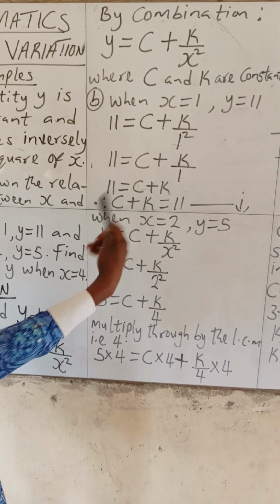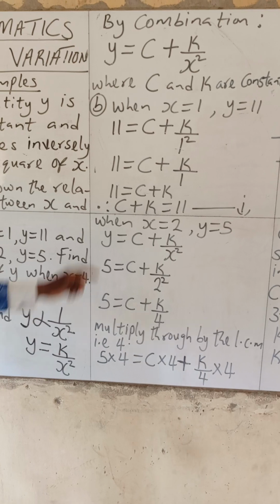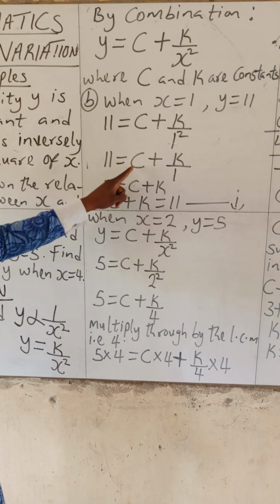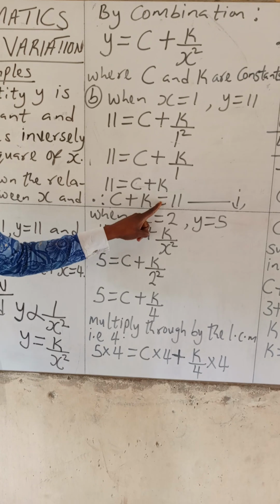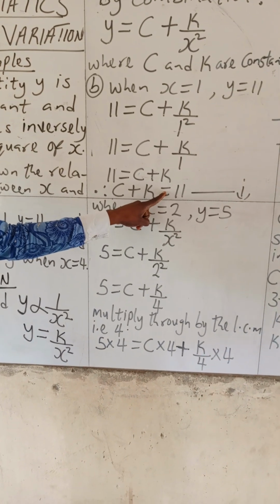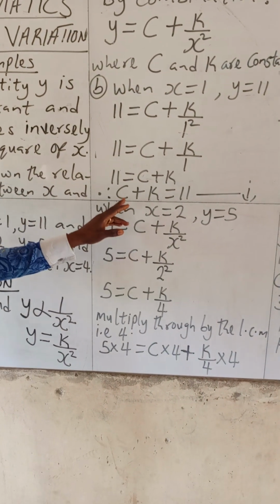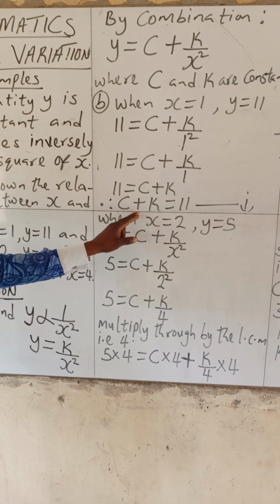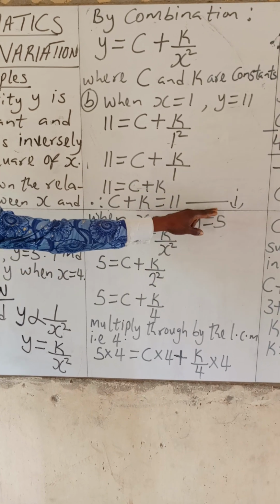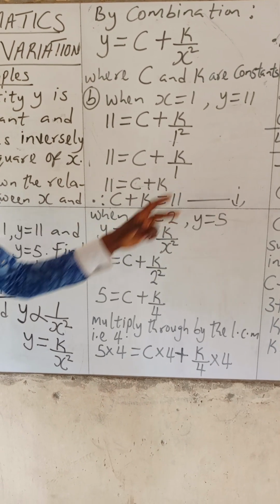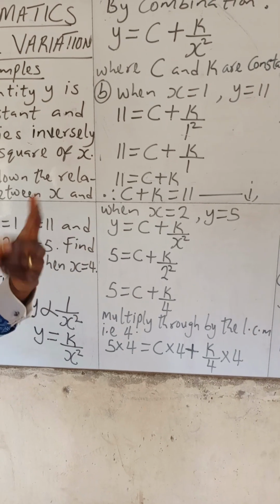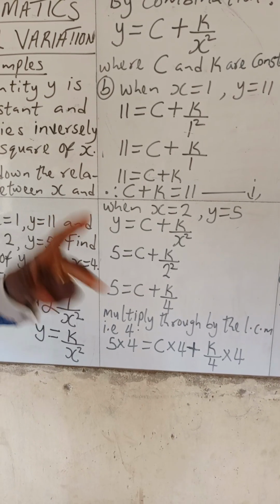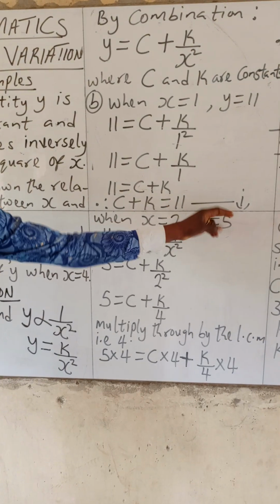1 squared means 1 times 1, which gives us 1. So we now have 11 equals c plus k divided by 1, which is k, because anything divided by 1 gives the same value. So we can now say c plus k equals 11. That is equation 1, because remember, simultaneous equations are involved when there are two unknown variables.